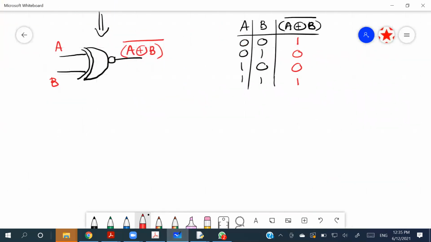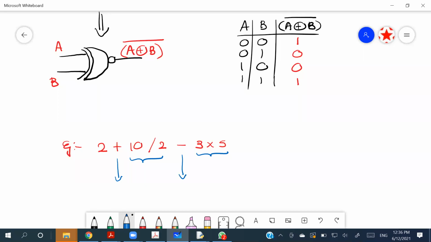As an example, if someone asks you to solve 2 plus 10 divided by 2 minus 3 into 5, there is a way we do this. First we solve the divisions and multiplications, right? Later we will think about the additions and the subtractions, right?